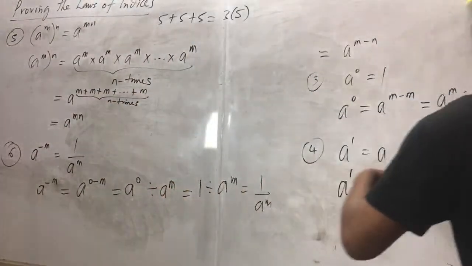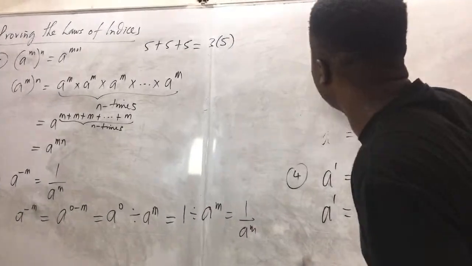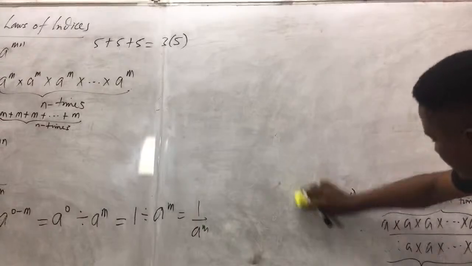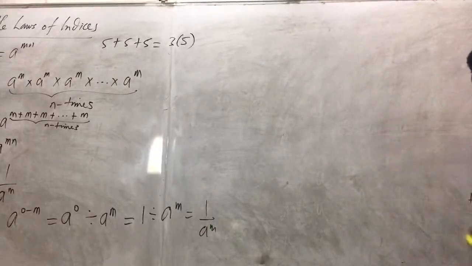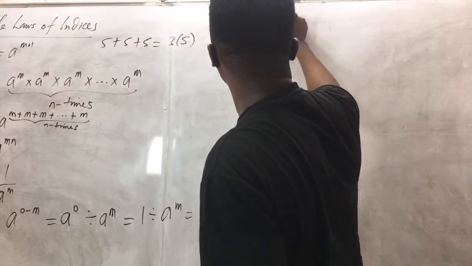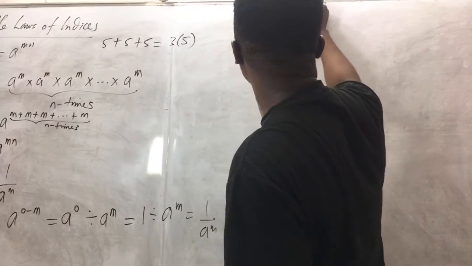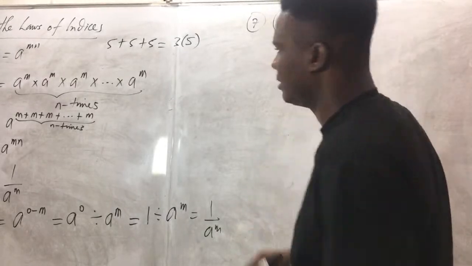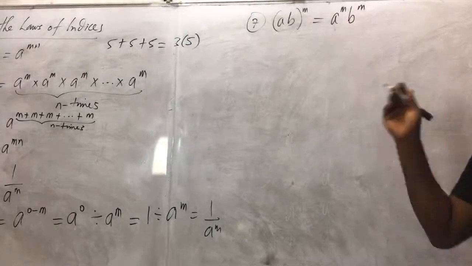How do we prove law number 7, guys? To prove law number 7 and law number 8, remember, law number 7 and law number 8 are the laws of shared power. So let's start with law number 7. So we had (ab) raised to power m is a raised to power m, b raised to power m. This was law number 7. So how do we prove this?